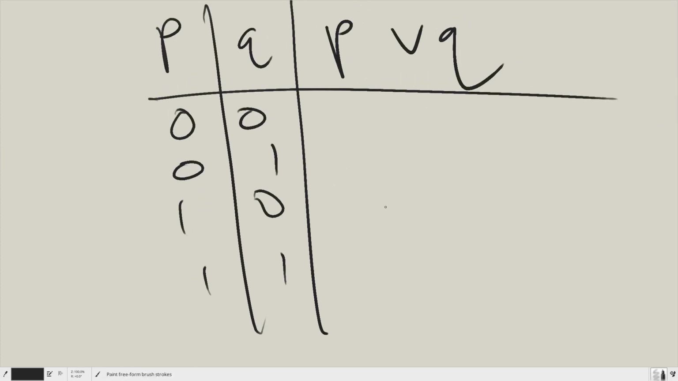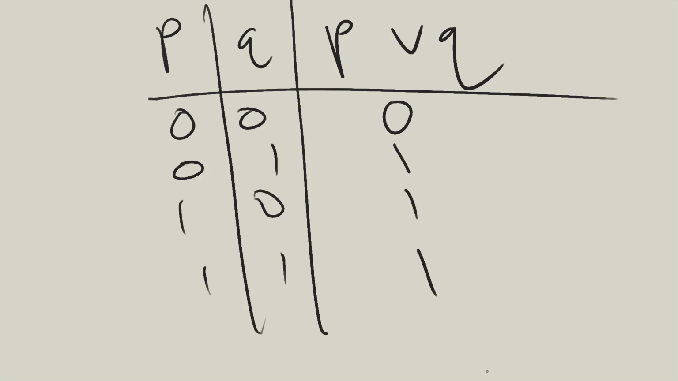Okay, so which of these is going to be false? Just 0 0. Because if it's 0 1, then 0 or 1 is true. 1 or 0 is true. And 1 or 1 is true as well.